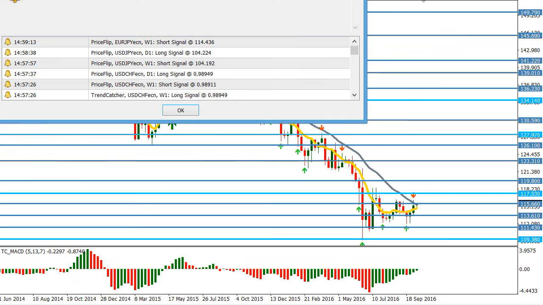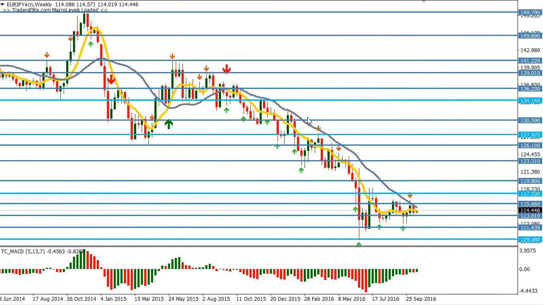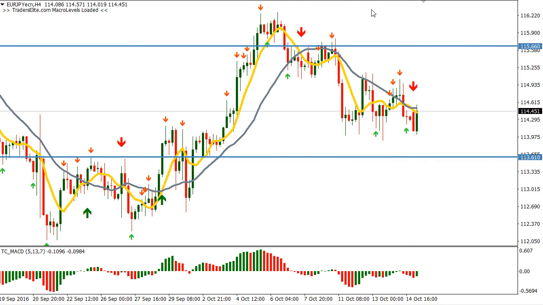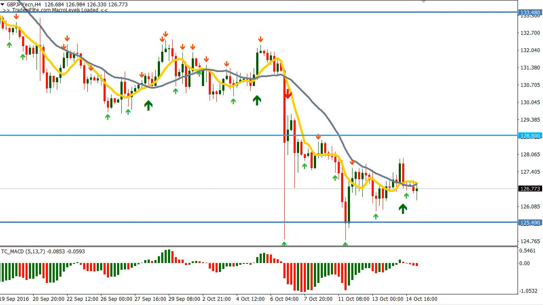Euro yen on the weekly, it's a bit more subdued and it's still very much in a downward trend, and it really does depend. If we see an upward move towards 115.66, then yes, we could see a move to the upside. But at the moment, it's looking a little consolidatory on that daily and 4-hour time frame.